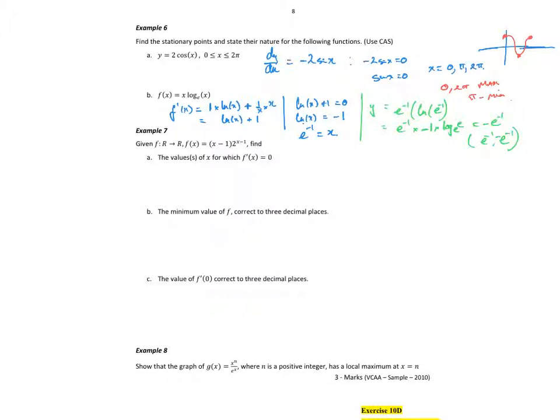Okay, so we could check that with the graph. If I just do a quick sketch of that graph, it looks a little bit like that. So we can see there that that's the point, e to the minus 1, negative e to the minus 1. So clearly that point there is a minimum.